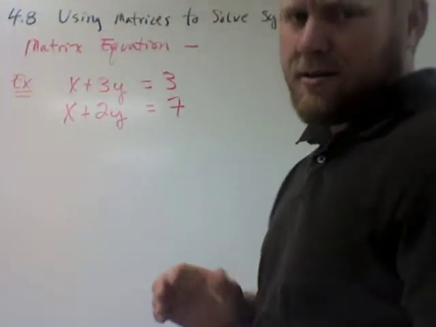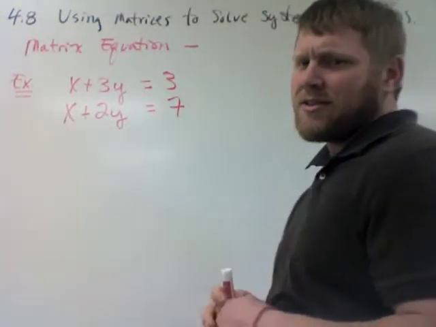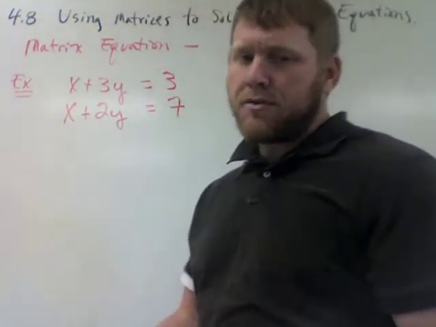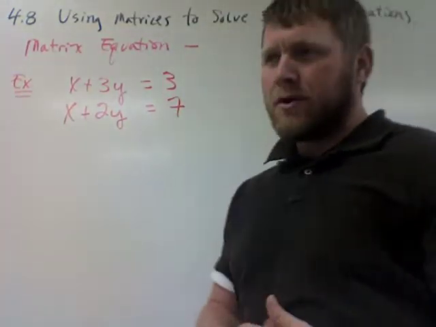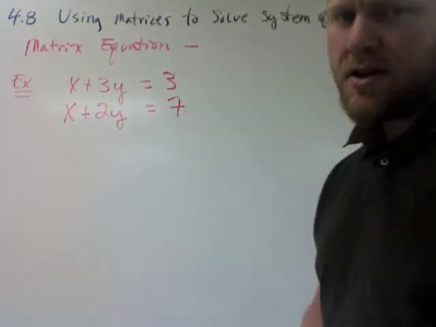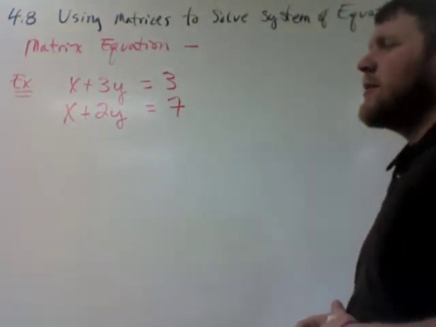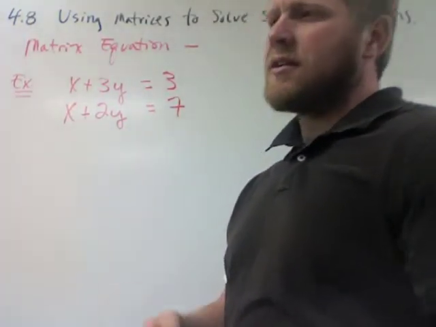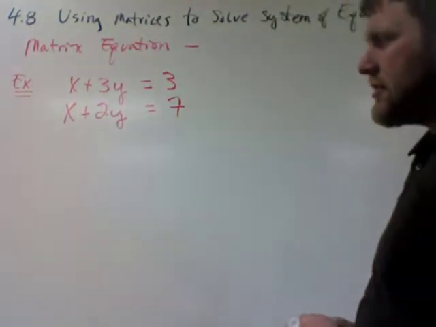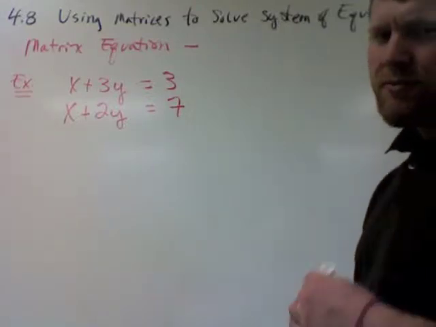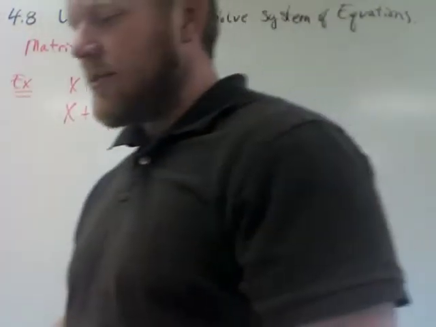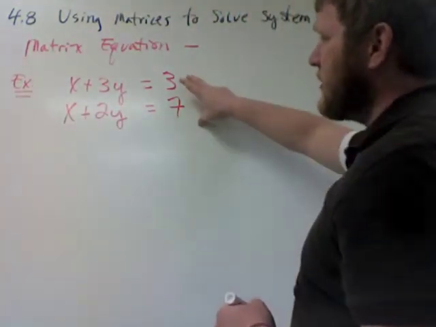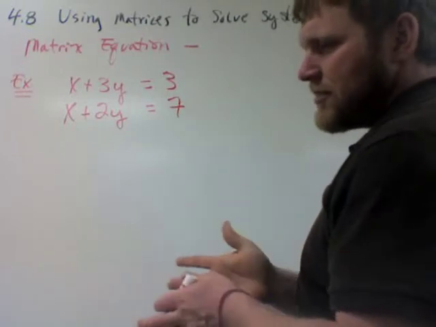All right, class. We're going to talk about using matrices to solve systems of equations. We already kind of did that with Cramer's rule. This is another way of using matrix equations. We're going to have a coefficient matrix, and then a variable matrix, which equals our solution matrix. Hopefully I can explain this well enough for you to be able to do that. So the first example here, I want to write this using matrices.